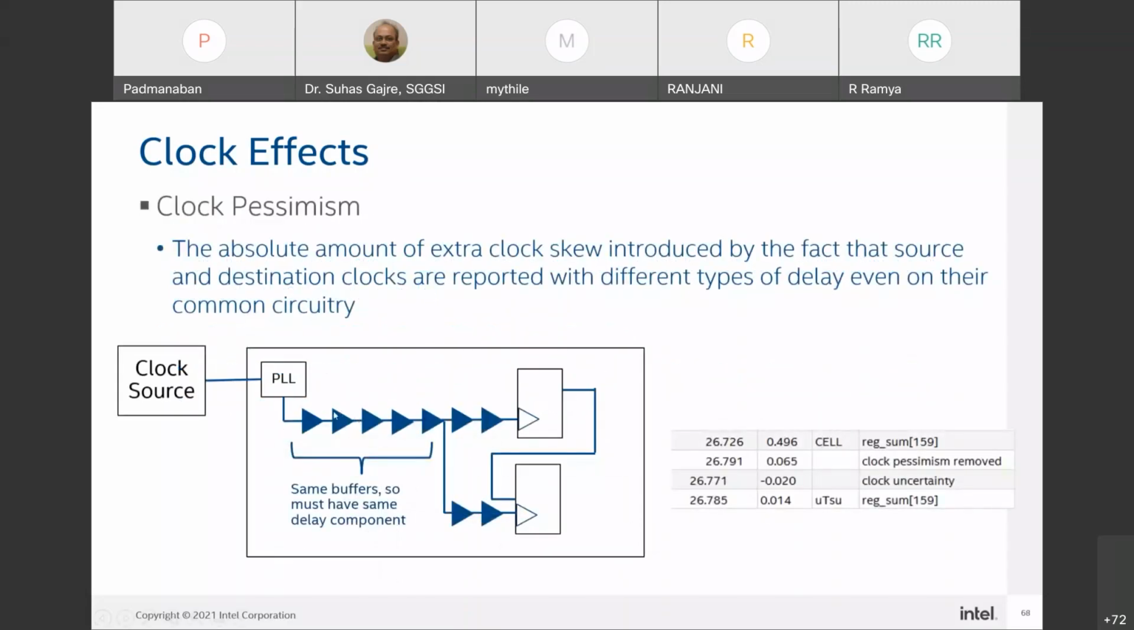Right. What is very important for us to understand is that while performing the timing analysis, in one place we are taking the minimum value, in another place we are taking the maximum value. Even though they have the same buffer, they may not have the same delay component, because for one analysis we use minimum, for the other we use maximum. Even though it is the same clock path, for one analysis we take the minimum value, for another we take the maximum value. This is called clock pessimism. That is also very important for us to note down.